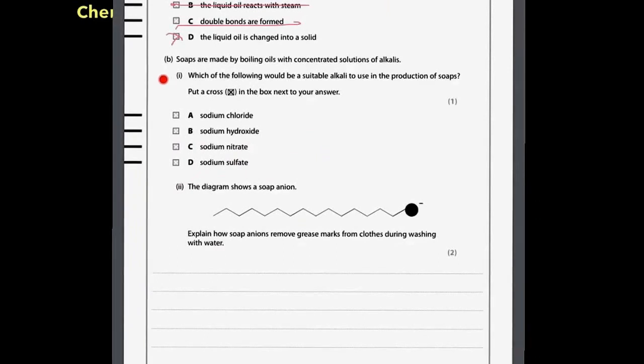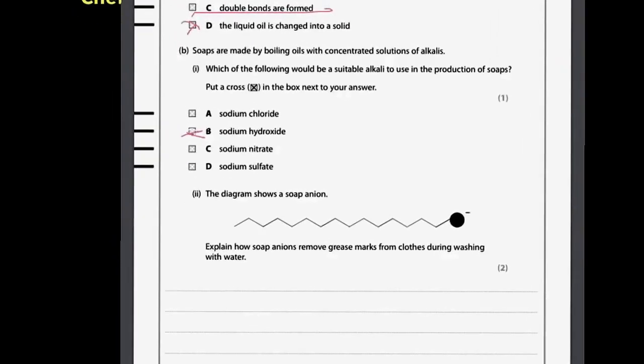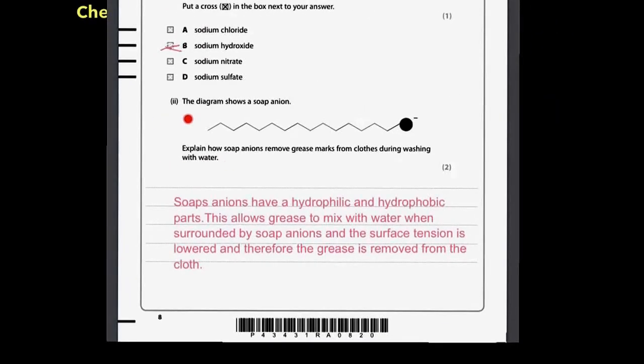For part B, it talks about soaps. So it says soaps are made from boiling oils from concentrated solutions of alkalis. Which of the following would be suitable alkali to use in production of soaps? And they give you 4 different possibilities. And you need to know that it's actually sodium hydroxide. So the next part of the question, it shows you a soap anion.